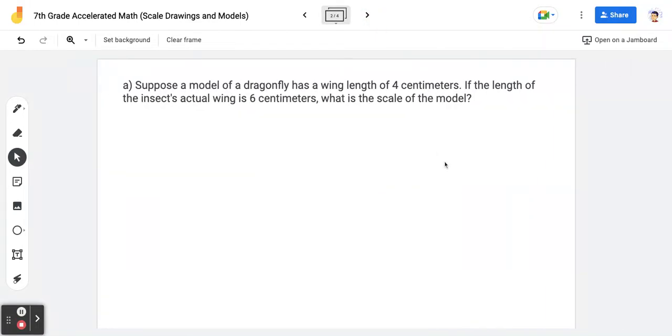Let's dive right into an example using the skills that we already have. Suppose a model of a dragonfly has a wing length of 4 centimeters. If the length of the insect's actual wing is 6 centimeters, what is the scale of the model? So let us write out our ratio. I like to write my ratios in words. We could do either one. Let's do model over actual.